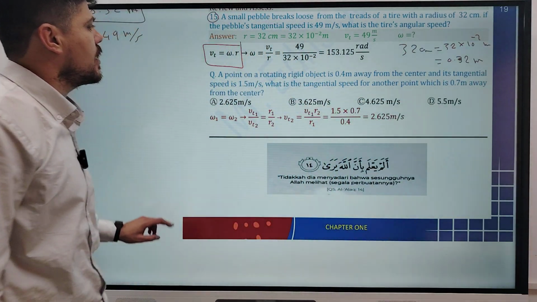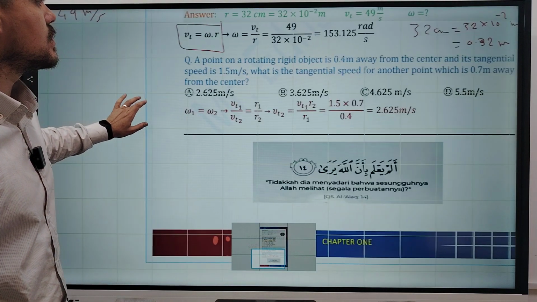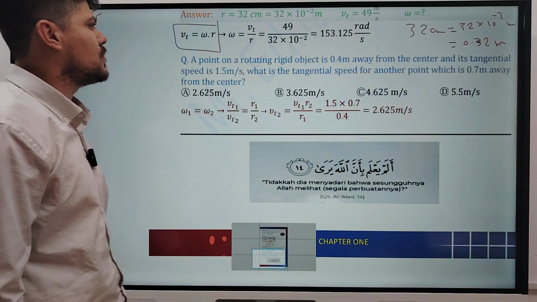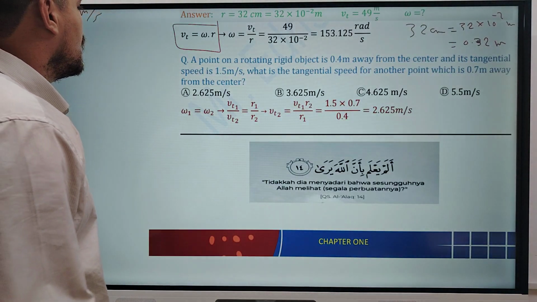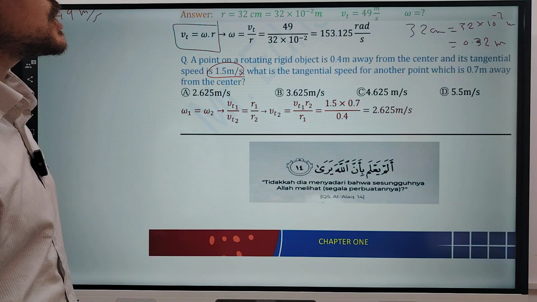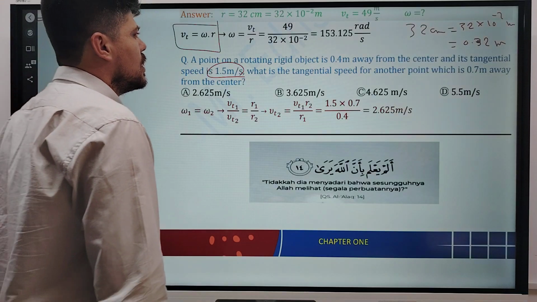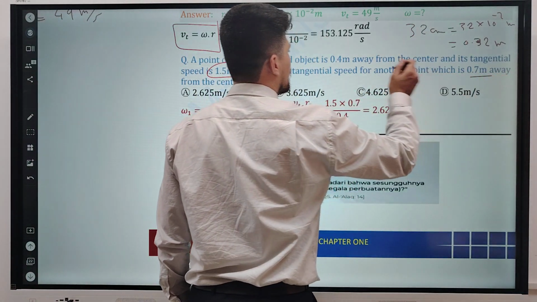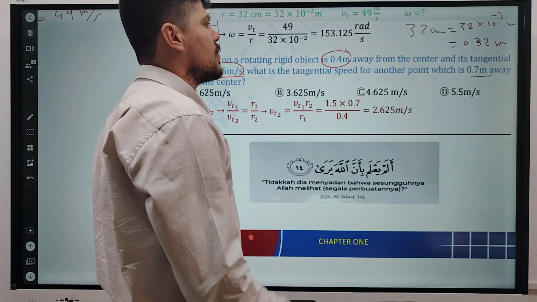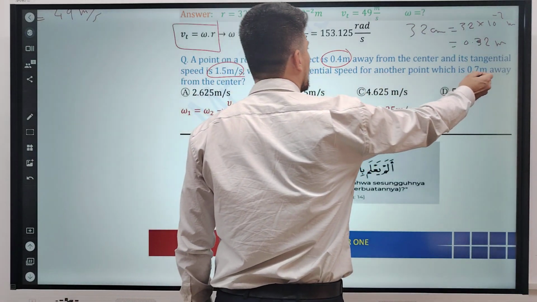A point on a rotating rigid object is 0.4 meter away from the center, and its tangential speed is 1.5 meter per second. What is the tangential speed of another point, which is 0.7 meter away from the center? The second point is 0.7 meter away. The first point is 0.4 meter away from the center. Which one has more tangential speed? Absolutely the second one. Why?